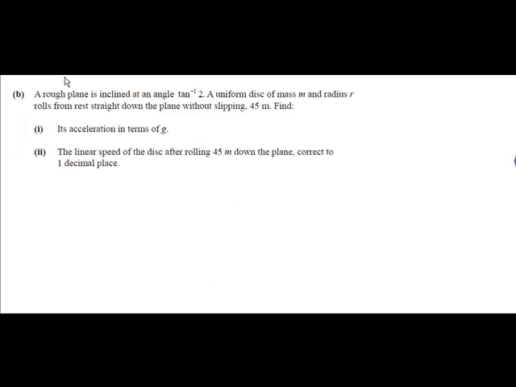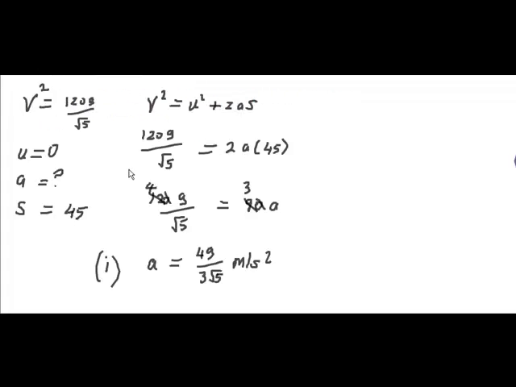And just think, there's another part there: the linear speed of the disk after rolling 45 meters down the plane, correct to one decimal place. So the linear speed of the disk, well, that's actually v. So we've already worked out v, and you just have to go to your v squared here and get the square root of that, and that will be your answer for part 2.